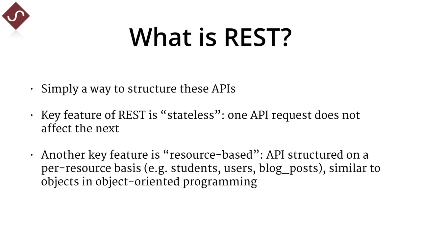Another key feature is resource-based. An API using REST is structured on a per-resource basis. For example, you've got your students, or your users, or your blog posts, or anything else. And this is very similar to objects in object-oriented programming. So you would have your /users/ID, for example, and you would get the user with that specific ID. Similarly, you could do the same with blog posts, or with furniture, or with web page contents. So everything is resource-based, so that way it's very easy to understand exactly what's going on.